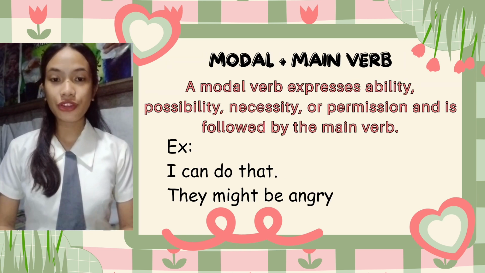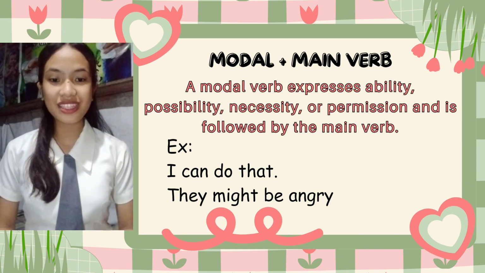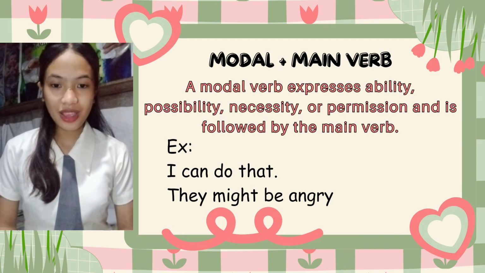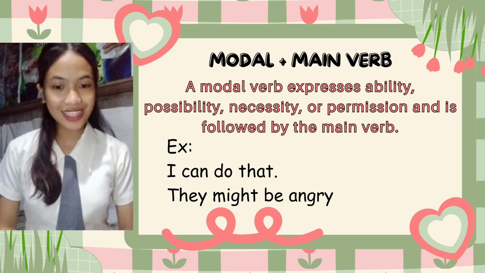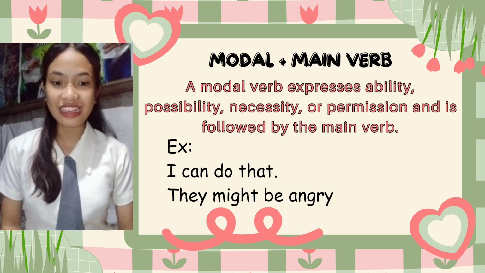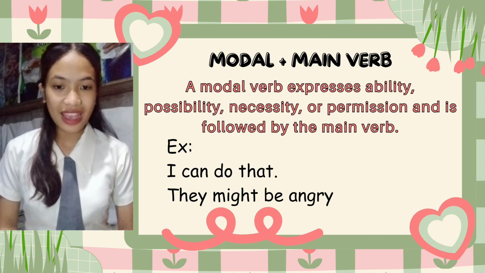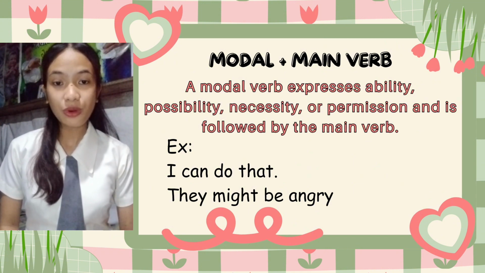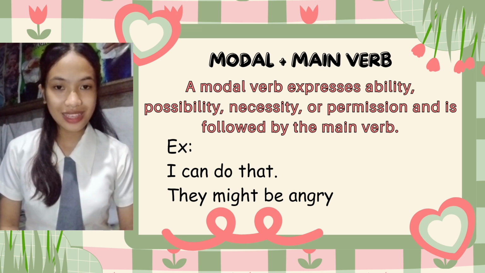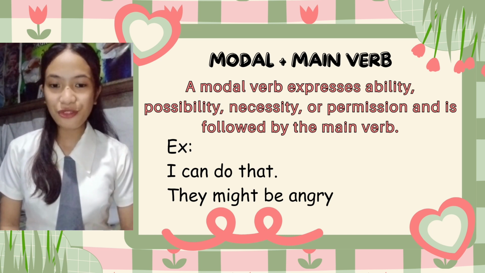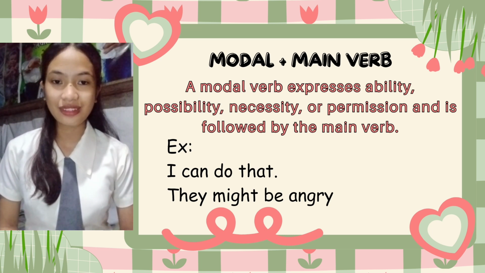Third is the modal plus main verb. A modal verb expresses ability, possibility, necessity, or permission and is followed by the main verb. For example, I can do that. Can, a modal verb, shows ability, and do, the main verb, describes the action.